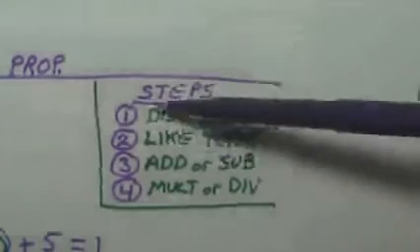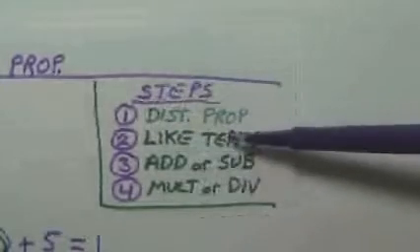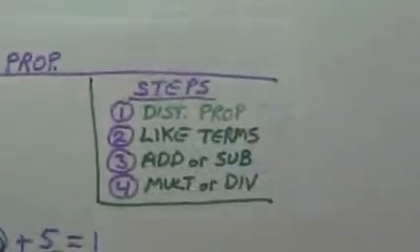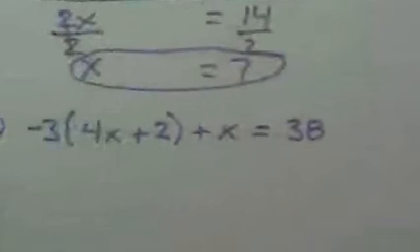Okay, again, we're going to use all these steps: distributive property, like terms, add, subtract, multiply, divide. This last example.